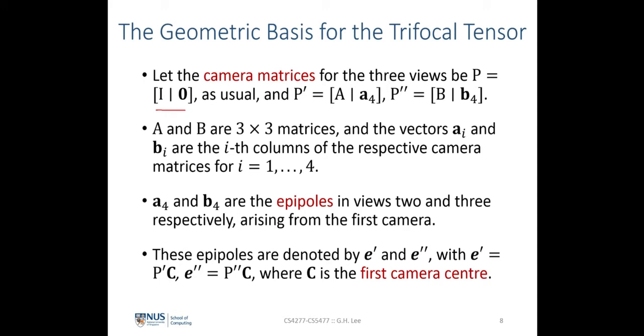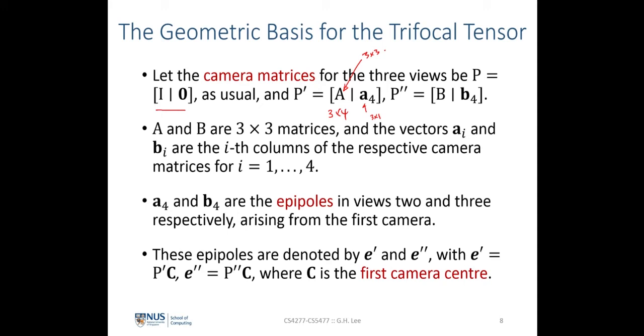What it means is that we are assigning the camera frame to be aligned with the world frame for the first image. And then we are going to denote the camera matrix of the second view as P prime, which is a 3 by 4 matrix that we write in this particular way. We write a capital A matrix, which is a 3 by 3 matrix, and then the last column, which is a 3 by 1 vector, as lowercase a subscript 4. This denotes that this is the fourth column of the camera matrix P prime.